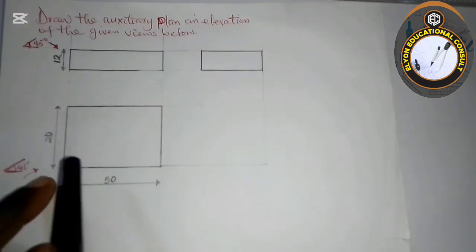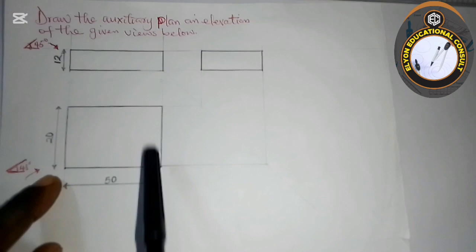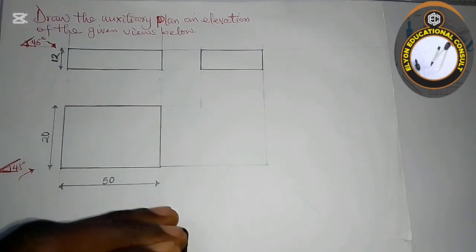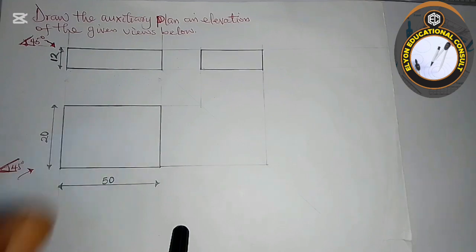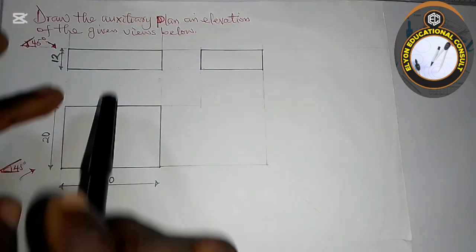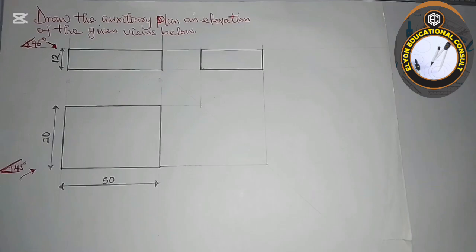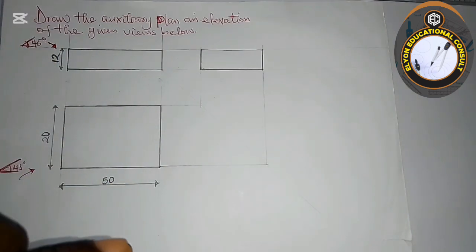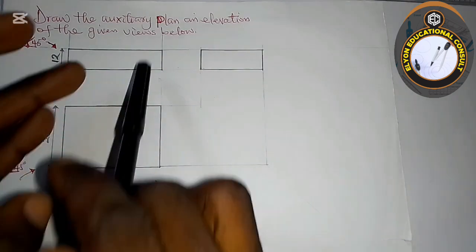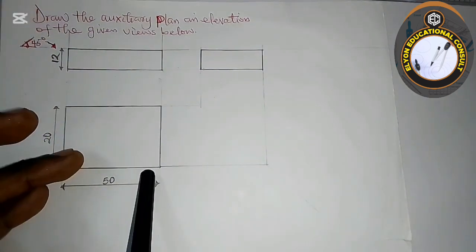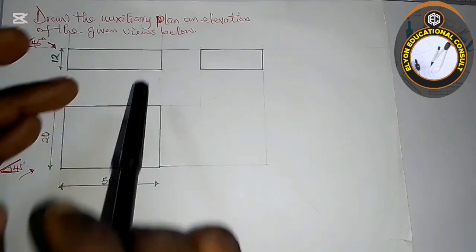Also, when we are projecting from the plan, using the edges, what we are going to be getting is auxiliary elevation. So our focus is on these two, the elevation and the plan. I'll be doing that in my next video. Please, I want you to follow up in the next video so that you will see how we are going to draw the auxiliary plan and auxiliary elevation of these views.